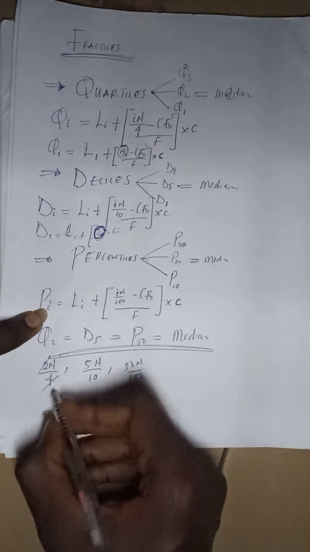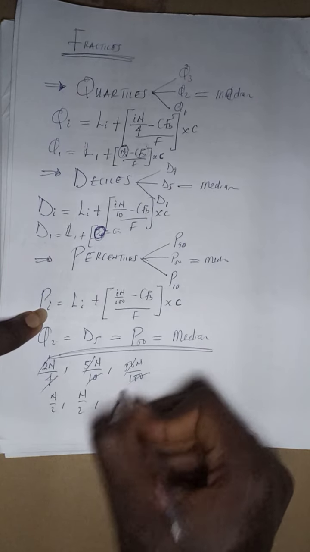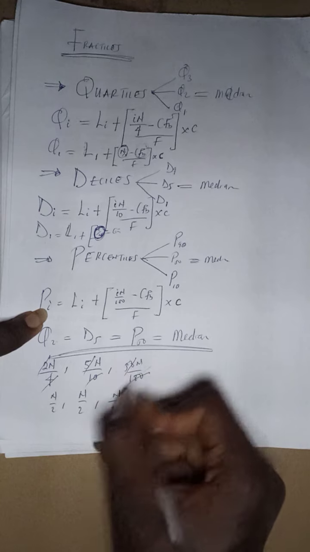So by the time you cut this, you have n over 2. By the time you cut this, you still have n over 2. By the time you cut this, you still have what? N over 2. 50 here, 1, 50 here, 2.